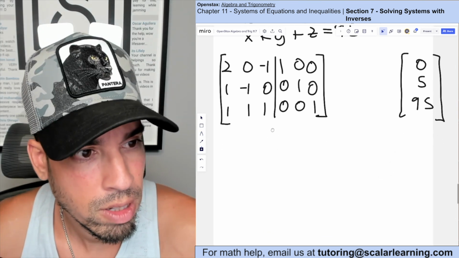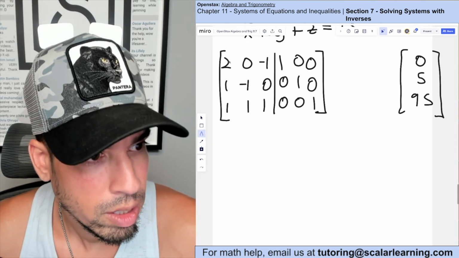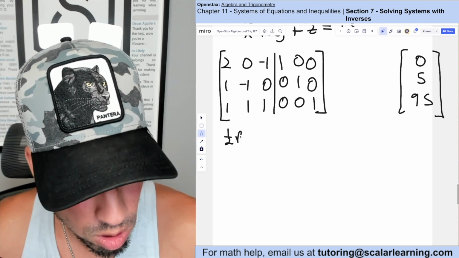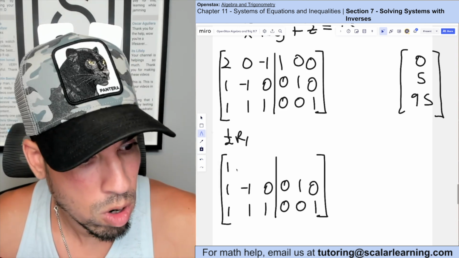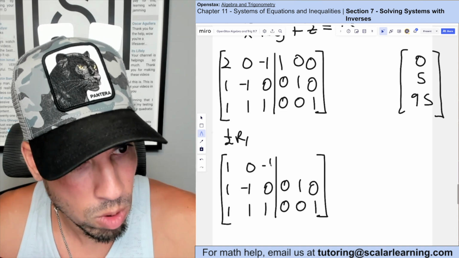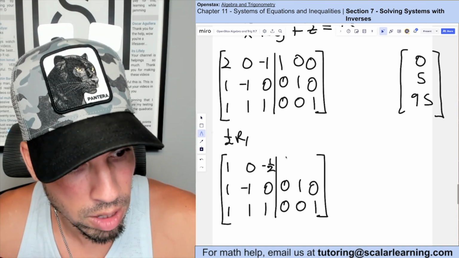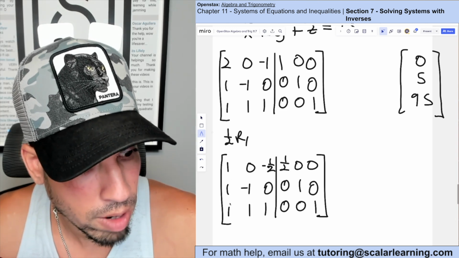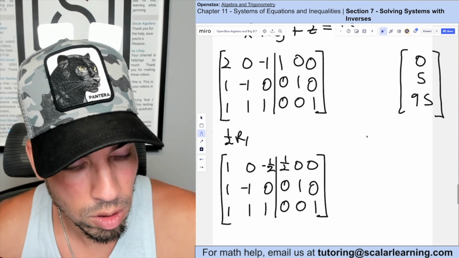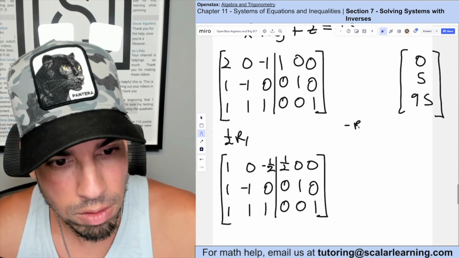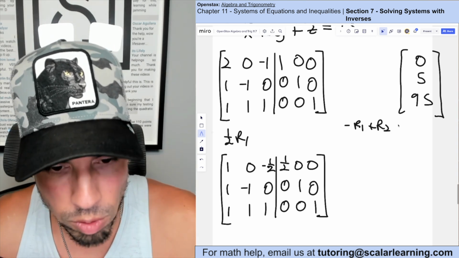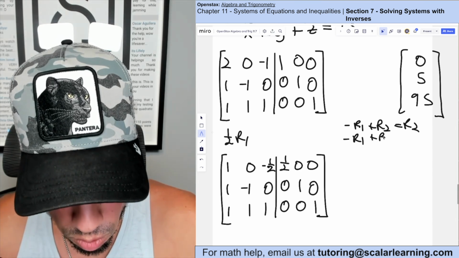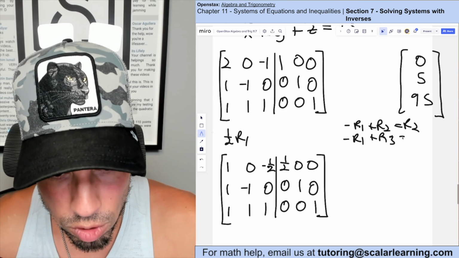Okay. My first step is going to be to get this to a 1. So I'm going to multiply row 1 by 1/2. Let's write it out. So we got 1, 0, -1/2, positive 1/2, and then 0, 0. Next, let's flip that to a 0 and that to a 0. Let's do that in one go. We're just going to do negative row 1 plus row 2 equals a new row 2, and negative row 1 plus row 3 equals a new row 3.